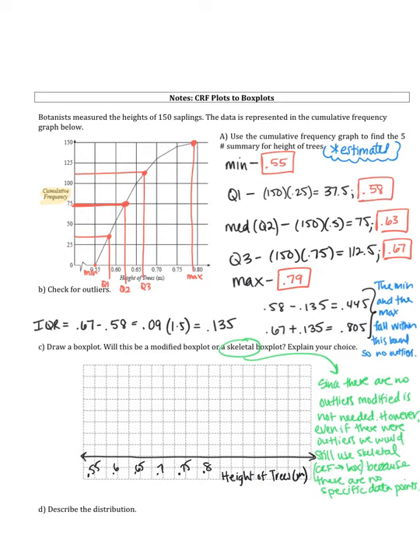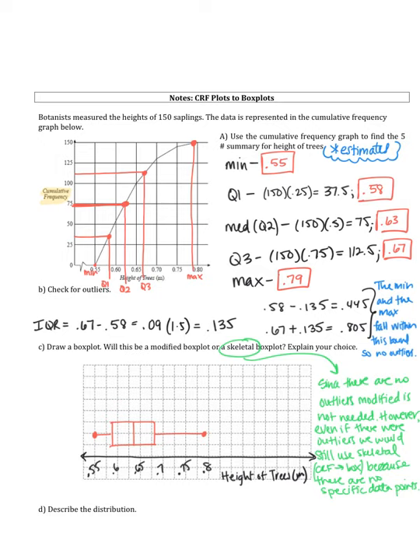My minimum is 0.55. My Q1 is 0.58. Q2 is 0.63. Q3 is 0.67. And max is 0.79. Again, estimate is not going to be perfect, especially the way that these boundaries are set up. So there's my box plot.